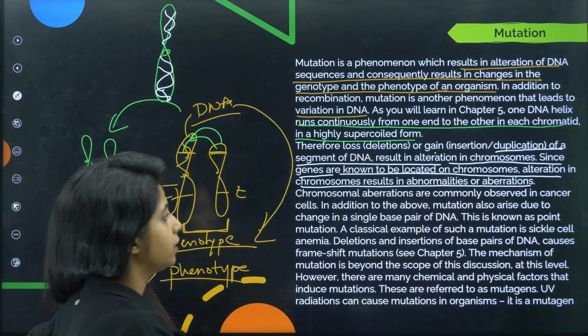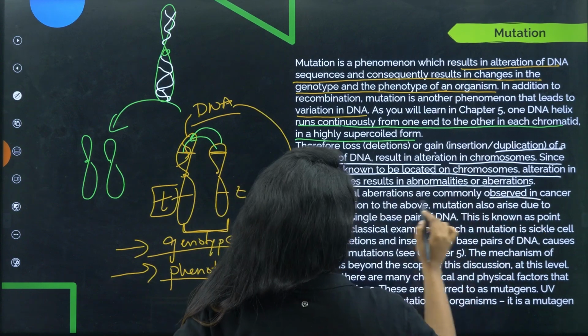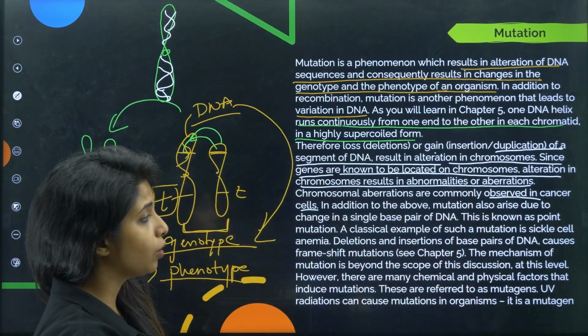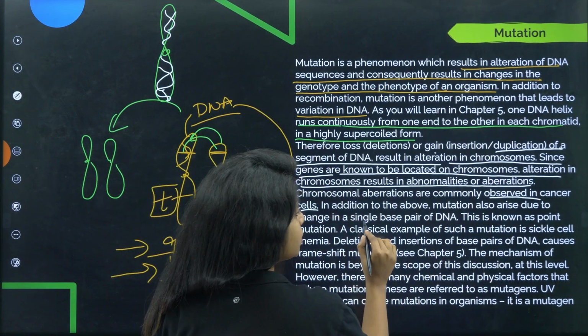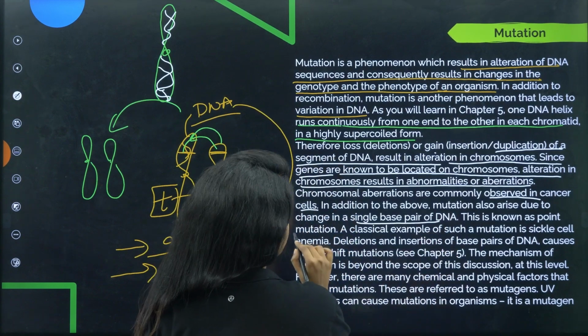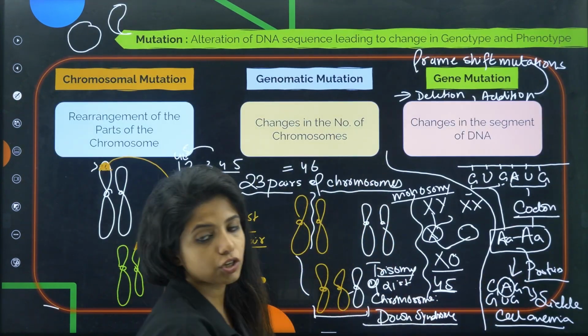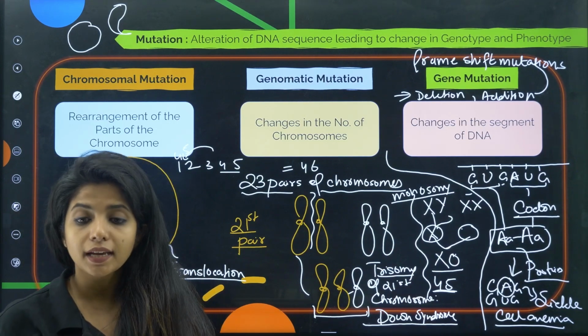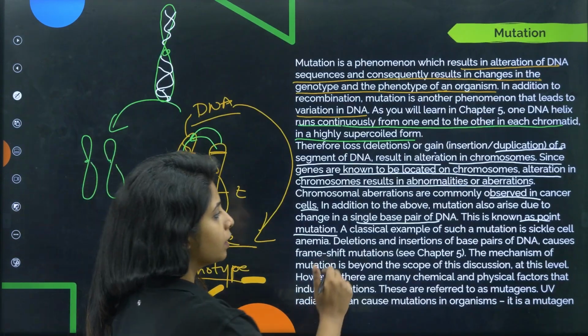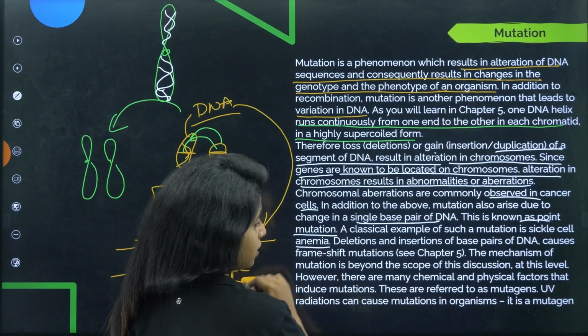The one we already studied. Now, chromosomal aberrations are commonly observed in cancer cells. In addition to the above, mutation also arises due to change in a single base pair of DNA. This is known as point mutation because only at a single point this mutation is happening, which is why it is also known as point mutation. A classic example of such mutation is sickle cell anemia.